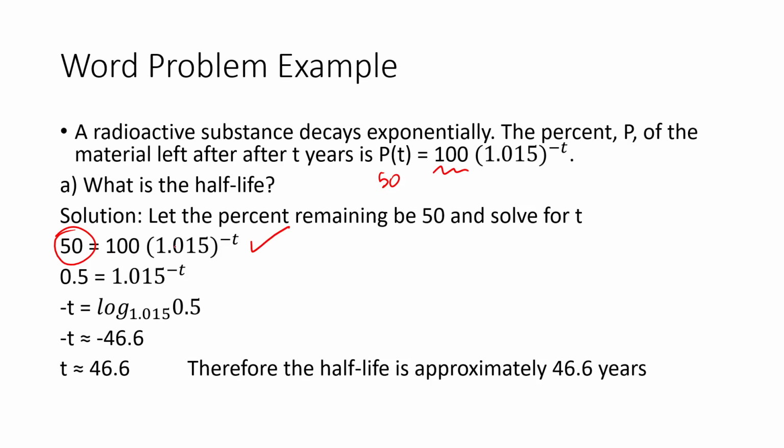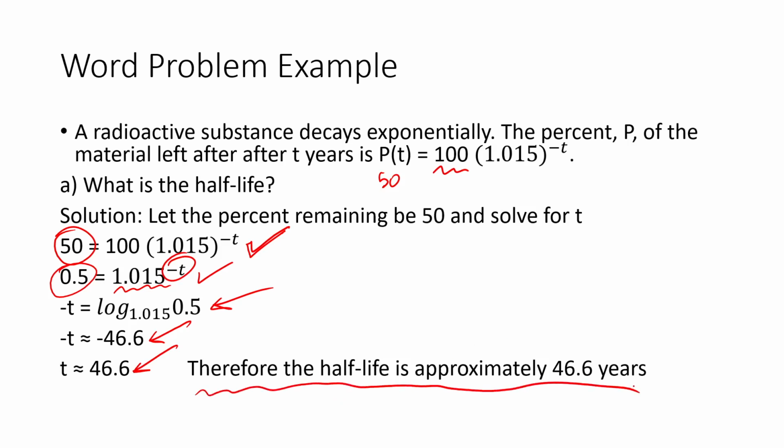So 50 equals 100 times 1.015 to the exponent negative t. Dividing both sides by 100, we get 0.5 equals 1.015 to the negative t. Now, recalling our logarithms, that just means that negative t is the logarithm base 1.015 of 0.5 by the definition of a logarithm. So we get negative t is negative 46.6, or in other words, t is 46.6. T is measured in years, and so it took us 46.6 years to get to 1/2 of the original amount. So what that means is the half-life is roughly 46.6 years.